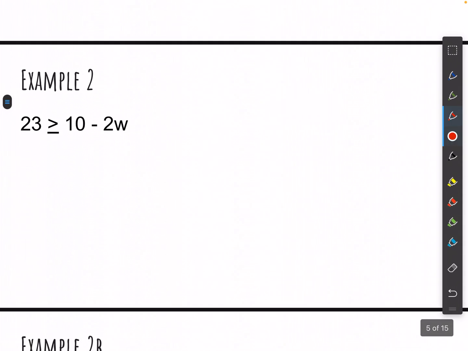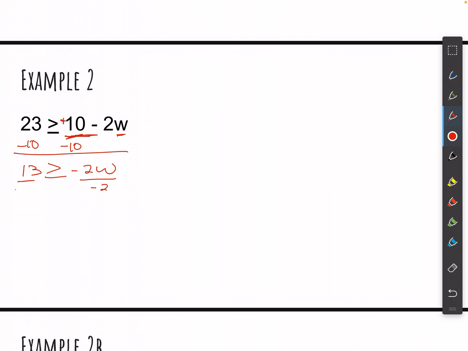So example 2 here. We're trying to get w by itself. That is the goal, right? So there's nothing to distribute. I'm going to get rid of this 10. Right now it's just being added, so I'm going to subtract the 10 from both sides. And then I have 13 is greater than or equal to negative 2w. To get the w by itself, I must divide, because right now it's being multiplied by negative 2. So I must divide by negative 2.